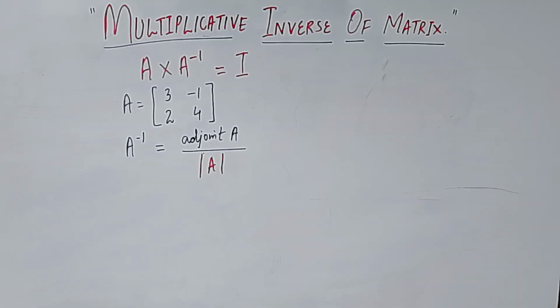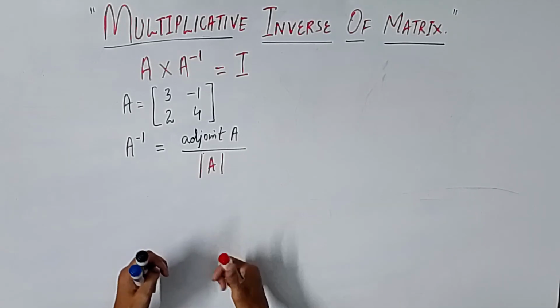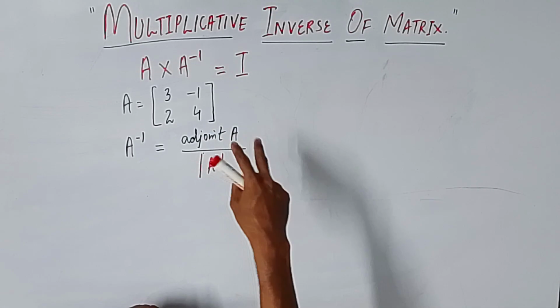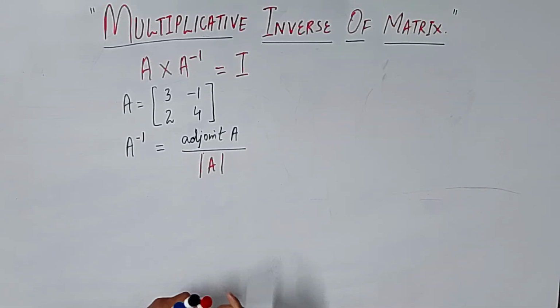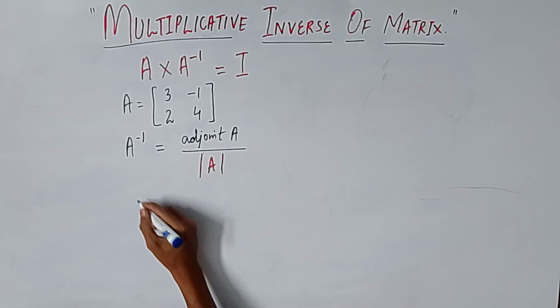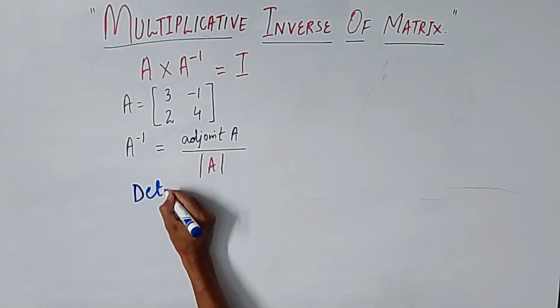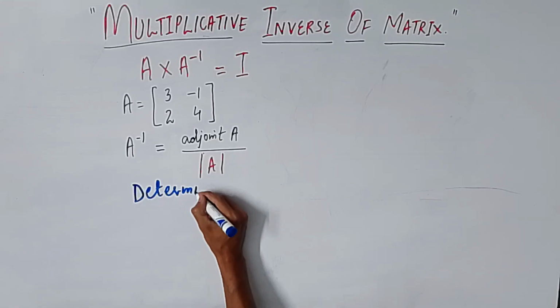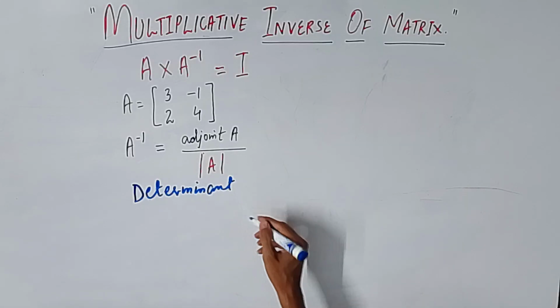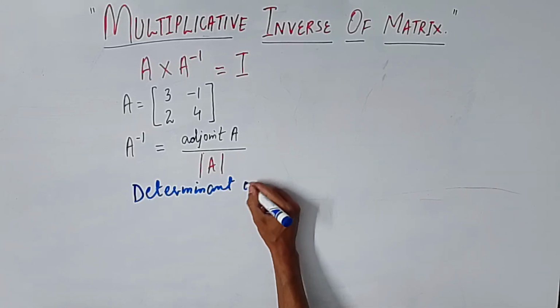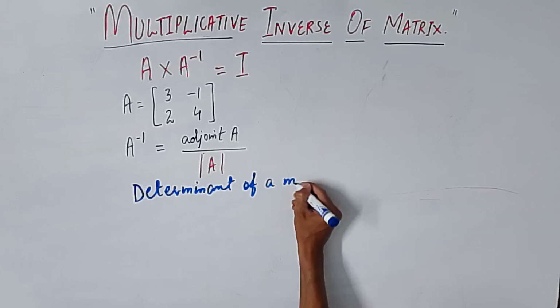Writing the matrix in the modular symbol is actually the determinant of that matrix. We will understand both of them separately, and then we just need to put both of them in the formula to get the inverse of the matrix. First of all we will understand what is meant by determinant of a matrix, because it could be asked in the MCQs separately. Determinant and adjoint. Determinant of a matrix.